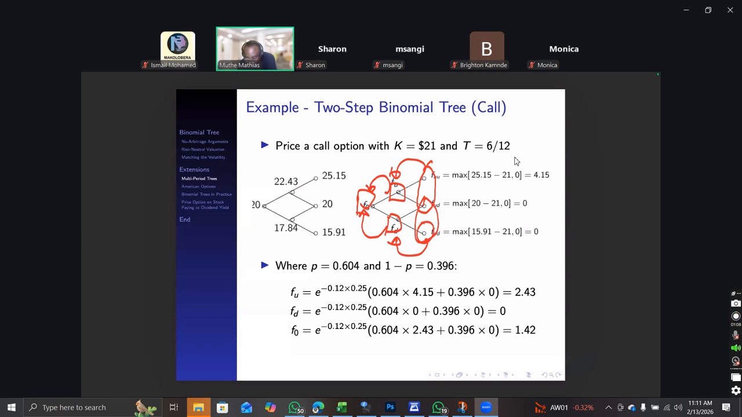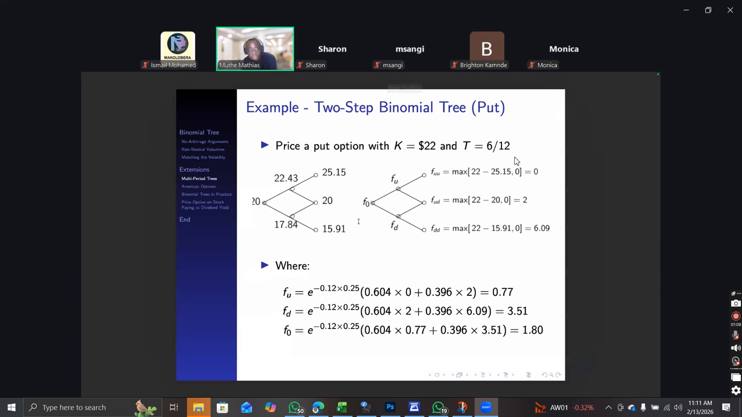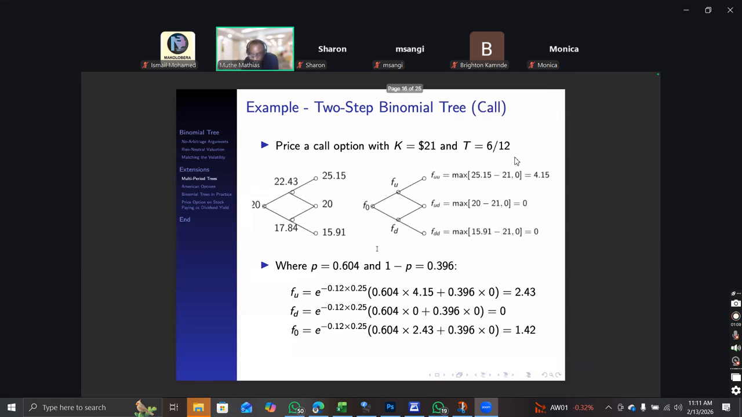Yeah, so let us now move from here because what we needed is actually to get the value of the option here. Okay, so this was for the call option. I don't think we need to waste time again because the idea is the same. So remember this was the call option. The only difference between a call and a put option is simply here.